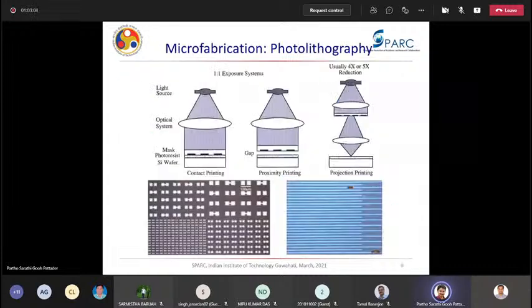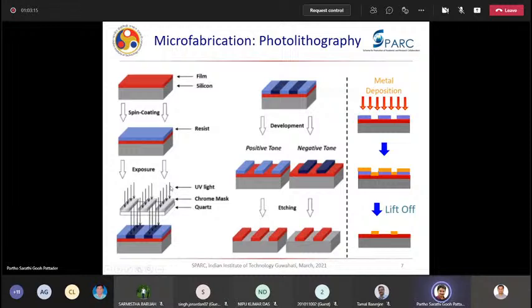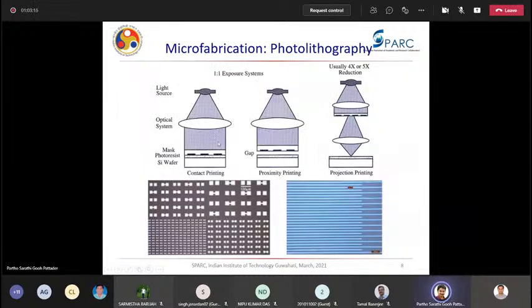Once we have known the basic thing of photolithography, the mask we are talking about here, depending on the position of this mask, we have different naming. We call it contact printing if this mask is lying on the surface, on the photoresist surface. So this is the silicon wafer, this is the photoresist layer, and this is the mask. And this is the light source, this is the optical system to make it a collimated ray. So we have got this contact printing.